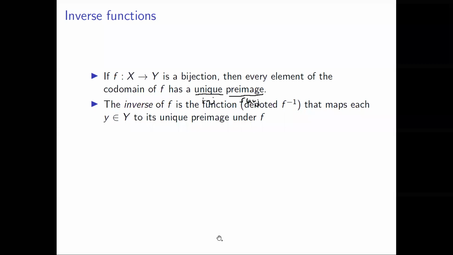So I'll erase those words. So the inverse of f is the function, and we denote it f to the -1. And this function maps each element of the codomain, little y, to its unique preimage under f. So this function is well defined because every element of the codomain has a unique preimage. So there's only one choice, and there is always a choice.